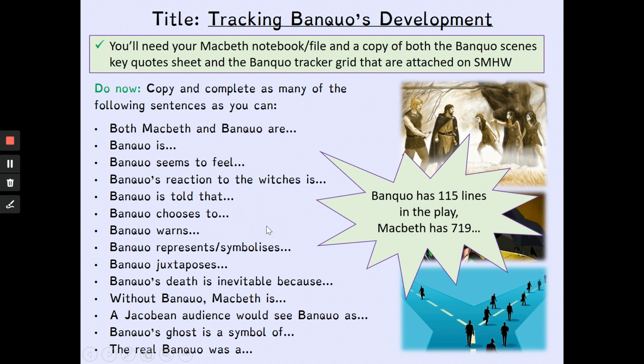One interesting fact that you might want to consider is that Banquo has 115 lines in the whole play, whereas Macbeth has 719. Now, you can make of that what you will. There are various conclusions that might be drawn from that. And as you'll know from the scene summaries, Banquo doesn't have too long to live in Macbeth. But we might just want to consider how many lines they have when we're considering their power and their influence. Although, as we'll find out today, that could be somewhat misleading.